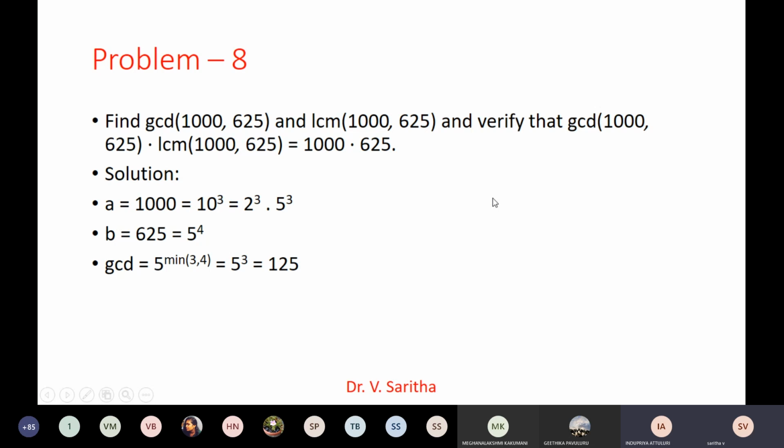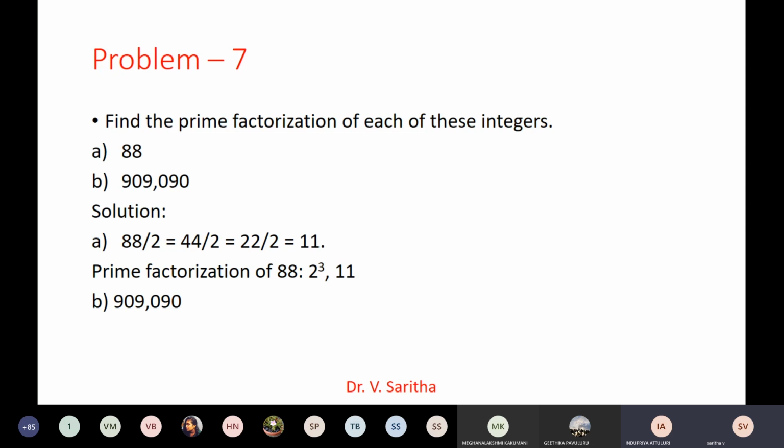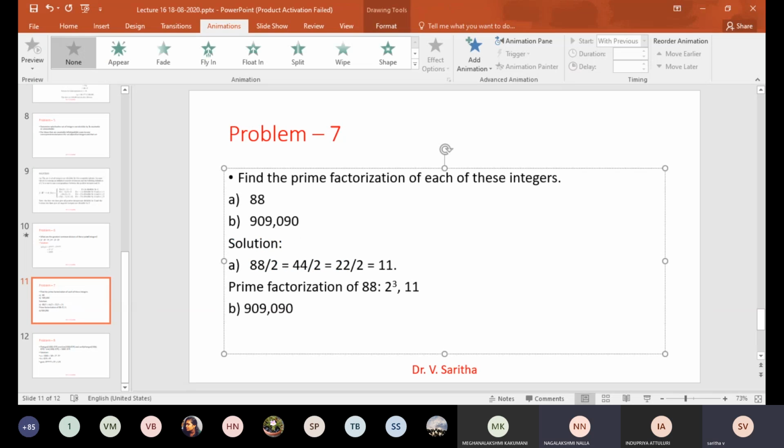Ma'am, 2 into 5 into 3 square into 10101, ma'am. Okay. 10101. So let me know once again. I'll just write it so that all others can make a note of it. Of 909090, can you tell me? 2 into 3 square into 5 into 10101, ma'am.